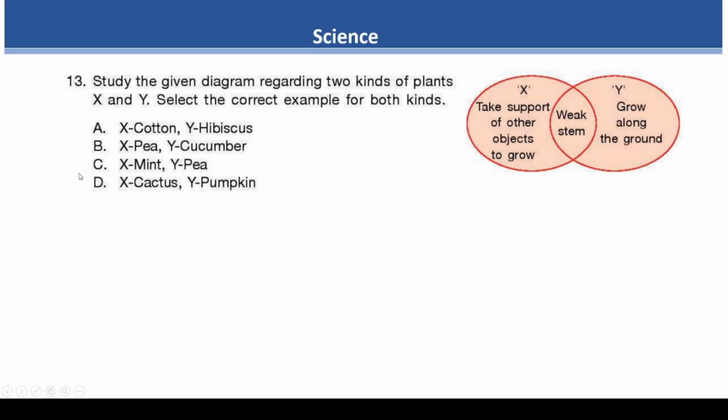The next question reads, study the given diagram regarding two kinds of plants X and Y, and then select the correct example for both kinds. So let's see what they say about X and Y. The property for X is that it takes support of other objects to grow, and the property of Y is that it grows along the ground. And the common property between both of them is that both have weak stems. So based on this, identify what X and Y are and choose the right option.